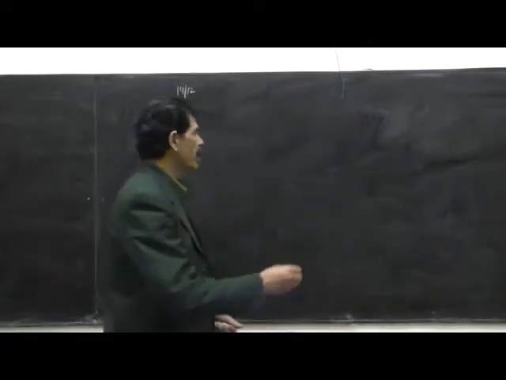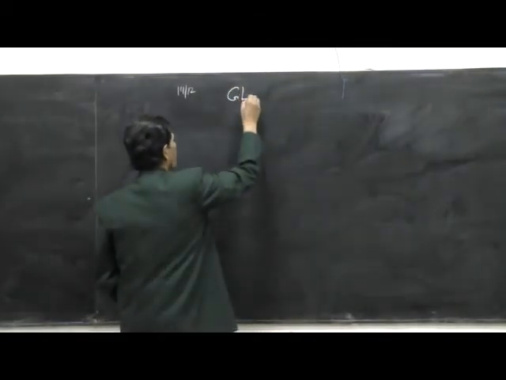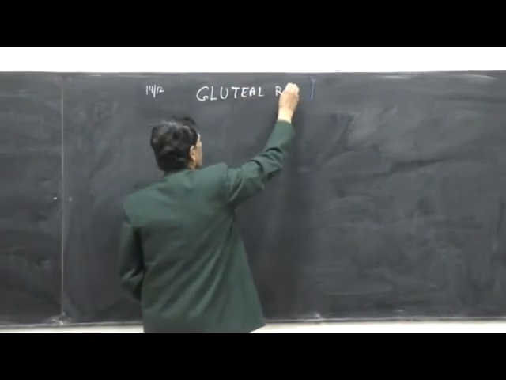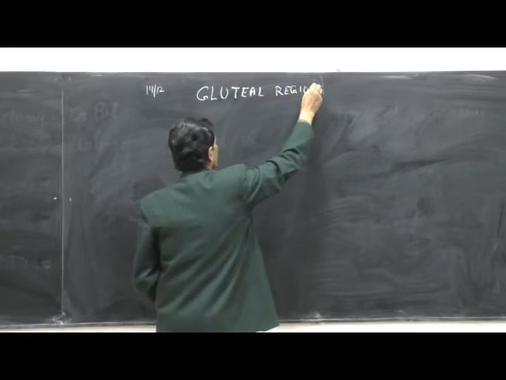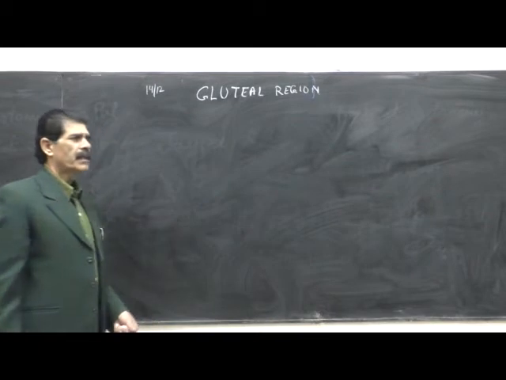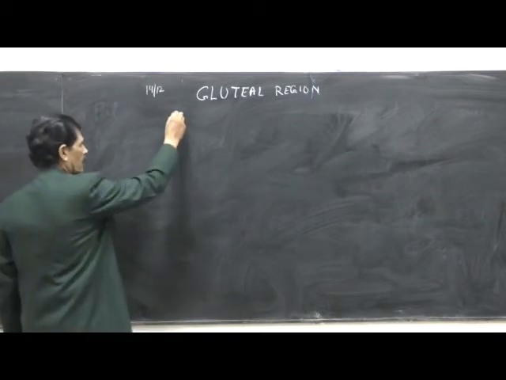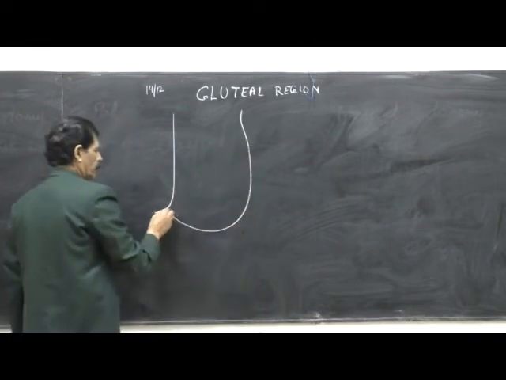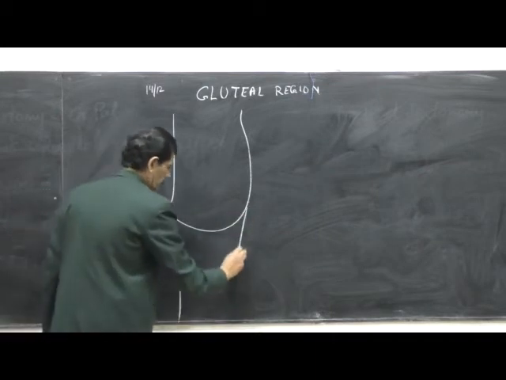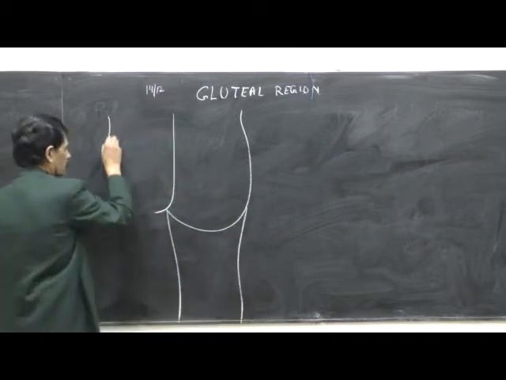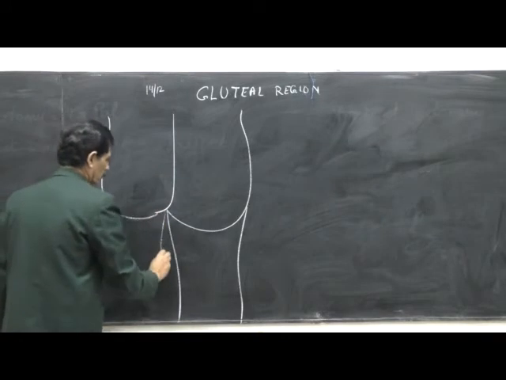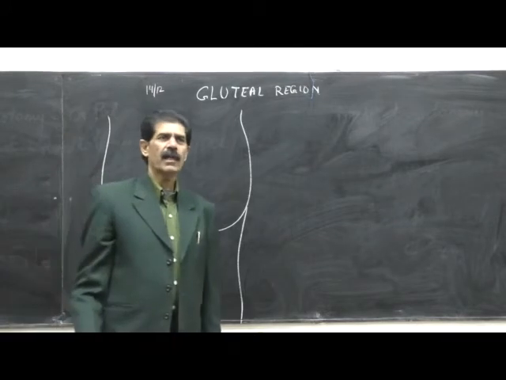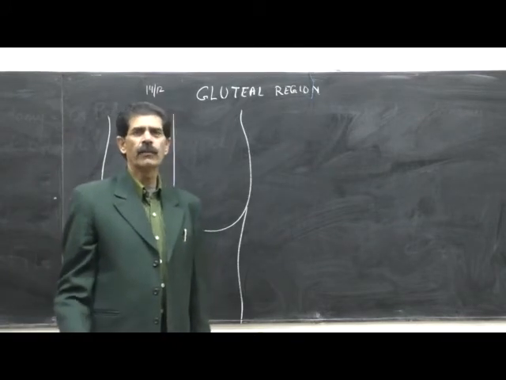Do the gluteal region. So gluteal region is also called the back of the hip. As a rule of anatomy, whichever part we want to dissect or explore, we should know the arrangement of the bones in that region.